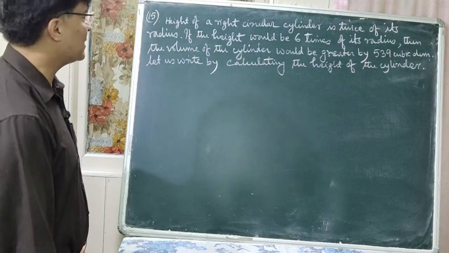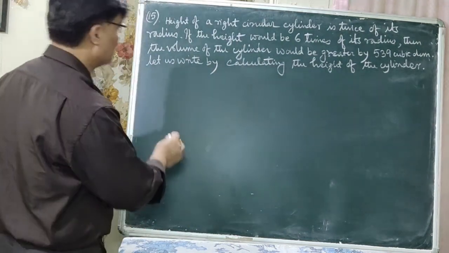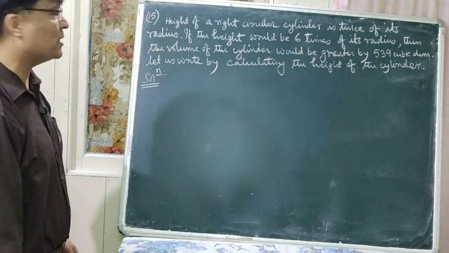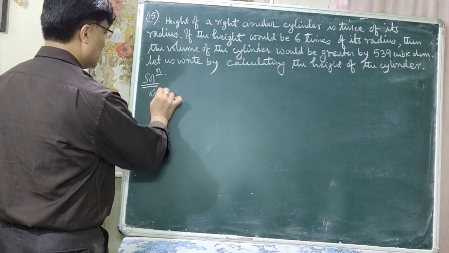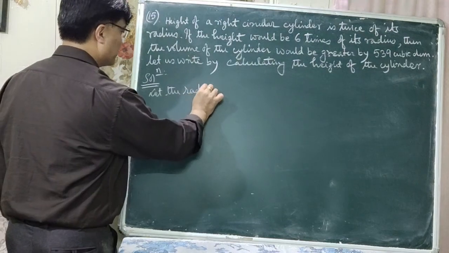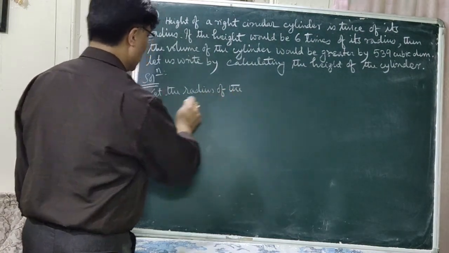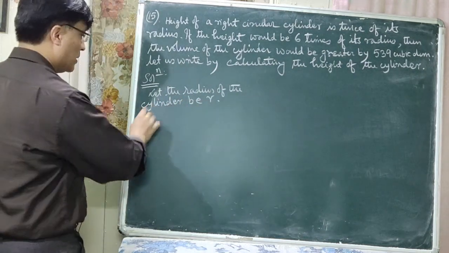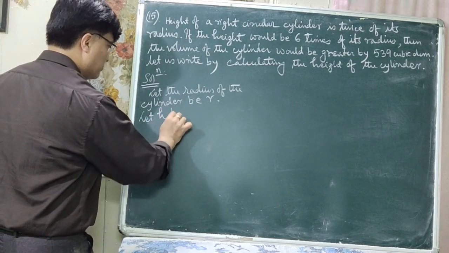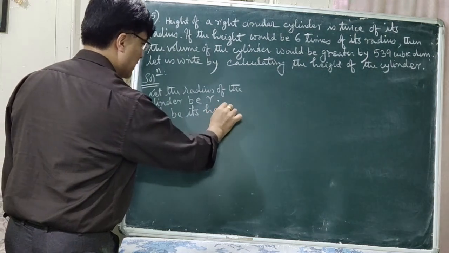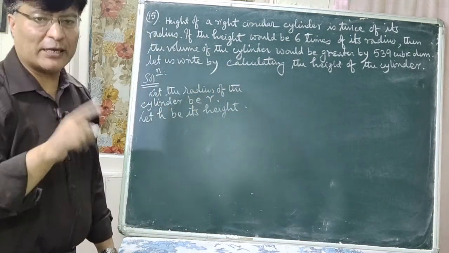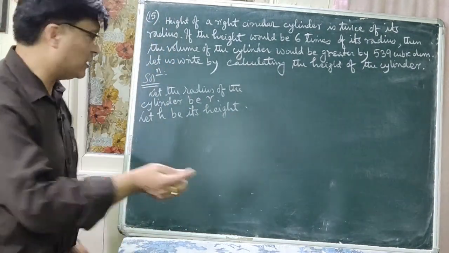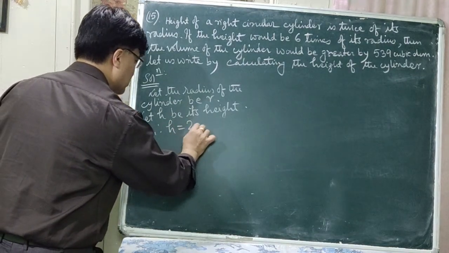So let us write here, let R be the radius of the right circular cylinder. So solution. Now the first part is the height of the cylinder is twice its radius. Okay. Let the radius of the cylinder be R. Let H be its height. So by the question you can write that H is equal to 2R, because the height is twice its radius. So you can write here H is equal to 2R.